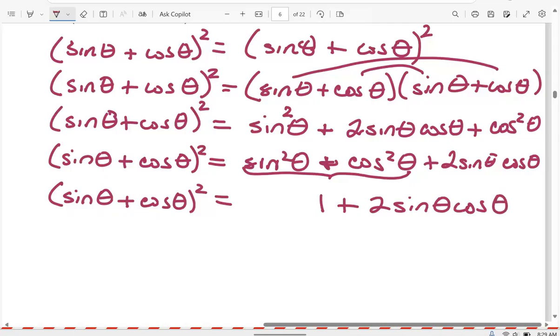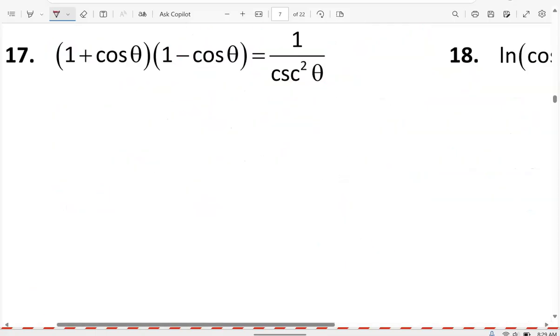So that can be replaced, and now we've proven what we need to, so we are done with this one. In number 17, we have 1 plus the cosine of theta times 1 minus the cosine of theta, and we're trying to prove that that's equal to 1 over cosecant squared of theta.